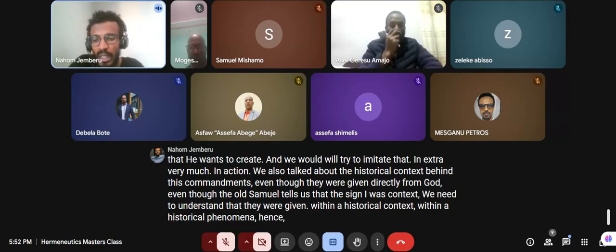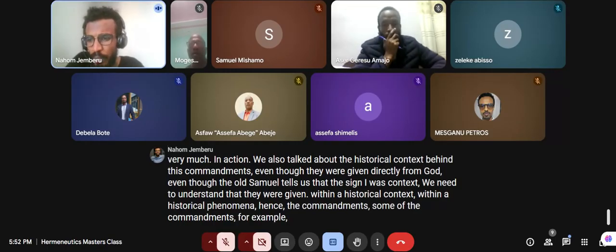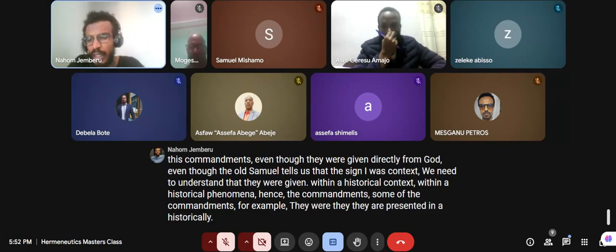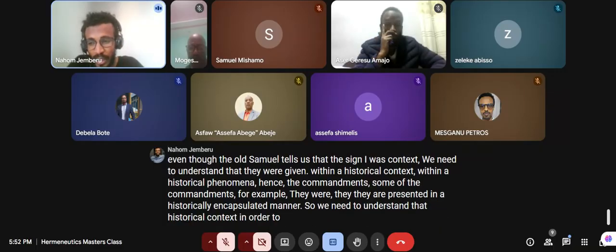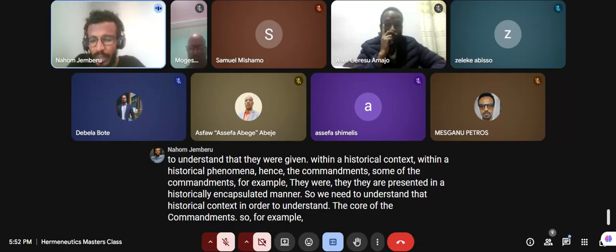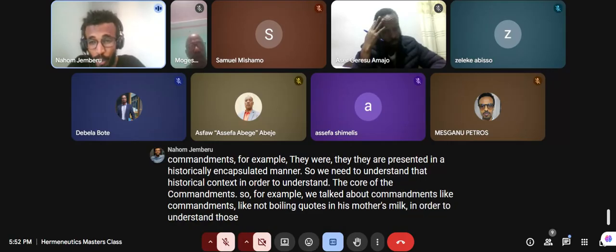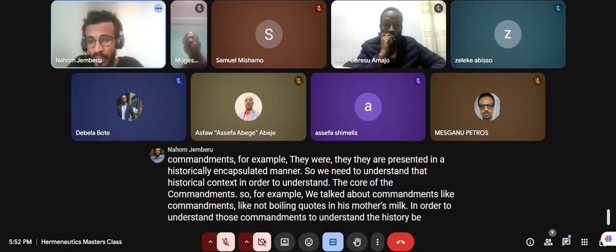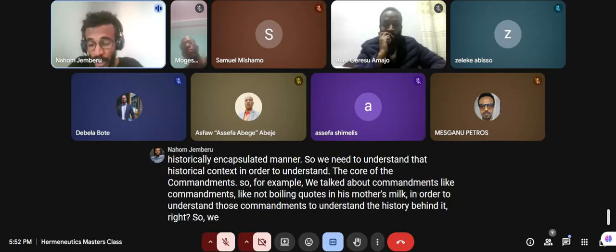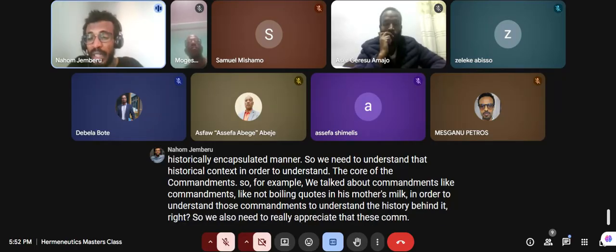Hence, some of the commandments are presented in a historically encapsulated manner. So we need to understand that historical context in order to understand the core of the commandments. For example, we talked about commandments like not boiling a goat in its mother's milk. In order to understand those commandments, we need to understand the history behind them, right? So we also need to appreciate that these commandments are historical.